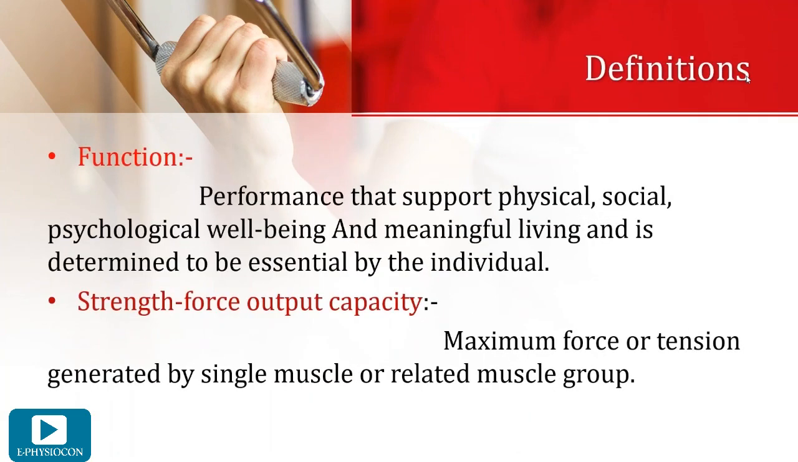Let's clear some basic definitions. What is function? Function is defined by the performance that supports physical, social and psychological well-being and meaningful living, and it is determined to be essential by the individual. Simple. Next is strength, force output capacity. It is defined as the maximum force or tension generated by a single muscle or related muscle group. It's like one RM: how much maximum weight my muscles can lift, producing the maximum strength of a single muscle or muscle group.